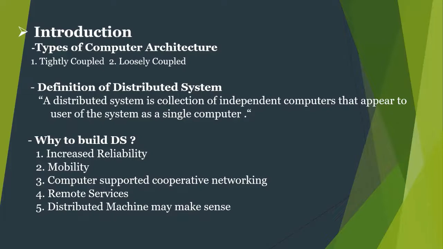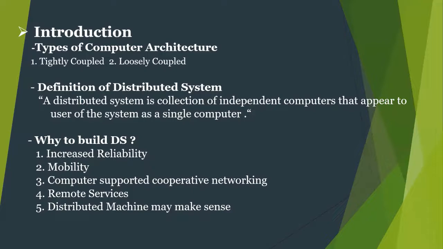we know there are two types of computer architectures. First one is tightly coupled and second one is loosely coupled. So what do you mean by this tightly coupled architecture? In tightly coupled systems, only a single memory is shared by all processors. This means all processors commonly use a single memory for storage or communication between the respective processors. This tightly coupled system is also known as a parallel processing system.